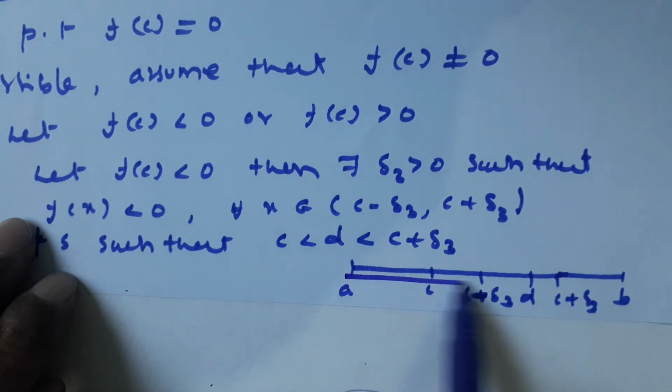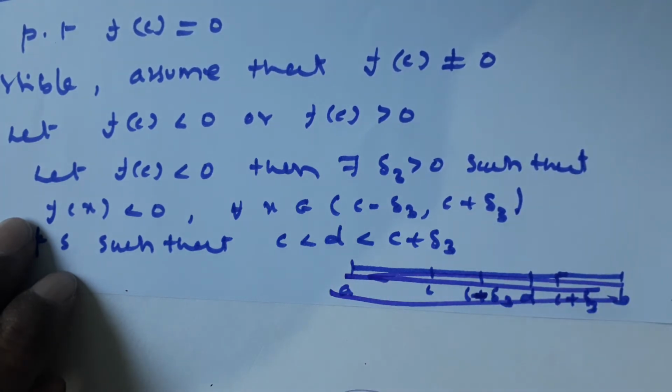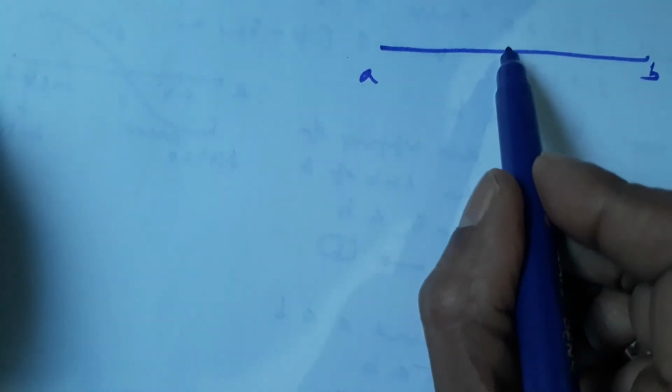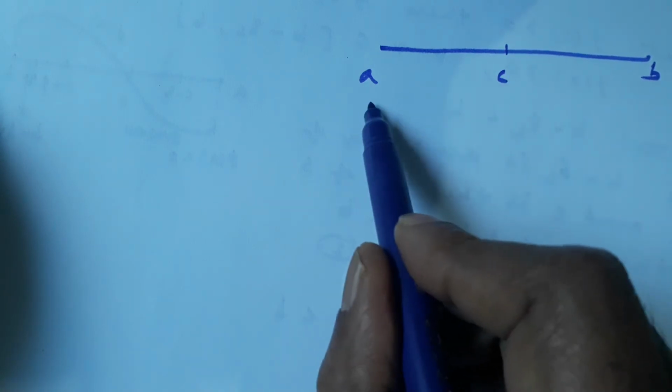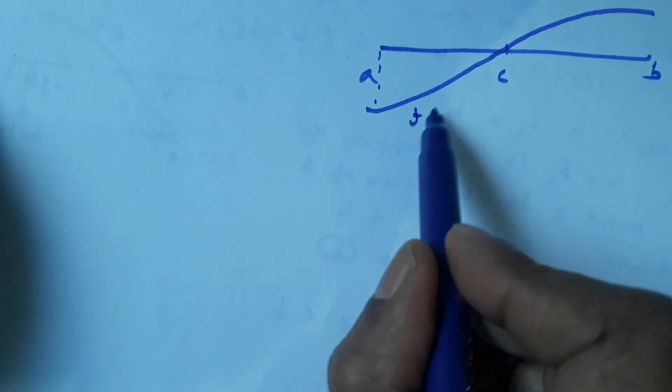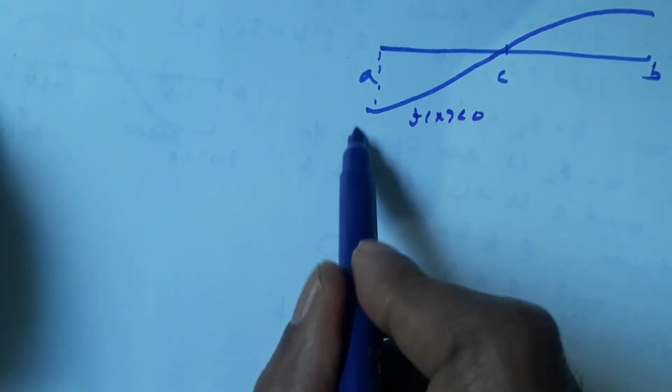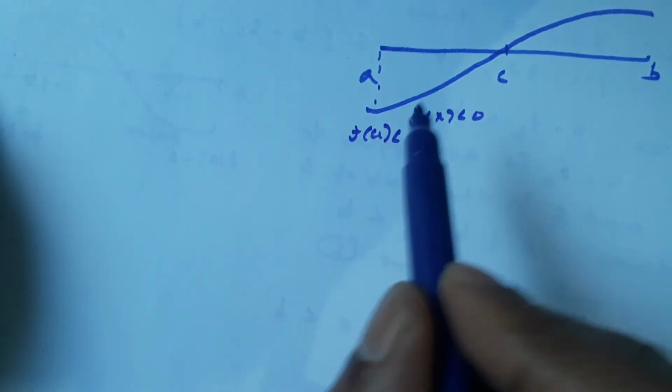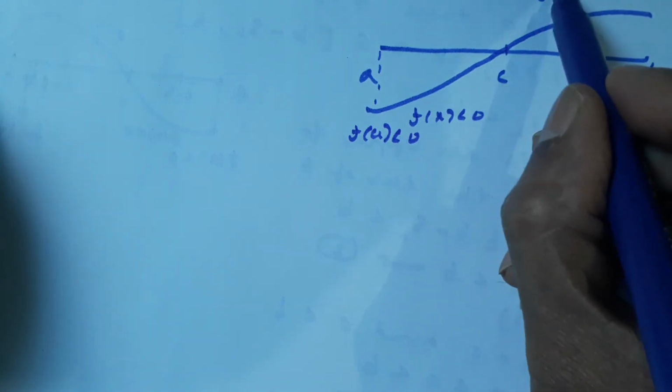Or I will draw the same line on the next page. This is the line with points A, B, and here is C. Here f of x is less than 0, so the function is less than 0 from A to C, and from C to B the function is greater than 0, and this is the point B.